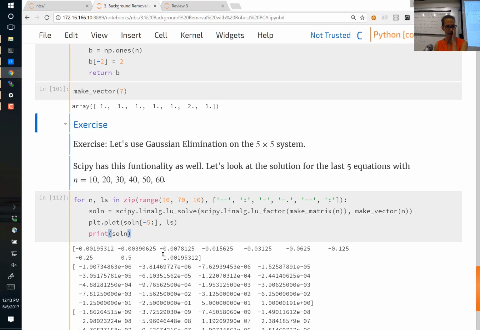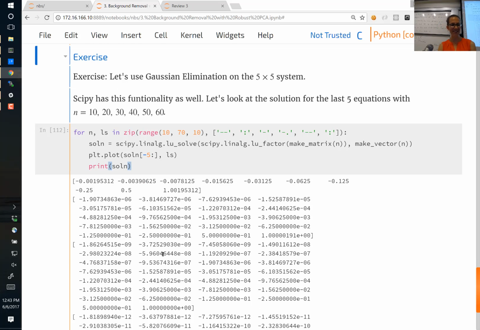I was going to have you do Gaussian elimination on the 5x5 system, but I see heads shaking. Yeah, let's not do that. Also, in the interest of time, and you may have had enough Gaussian. No, it wasn't just you. Enough Gaussian elimination practice. No, this is why we have computers.